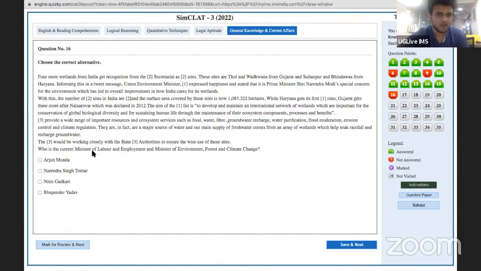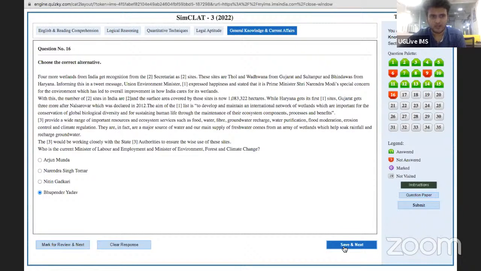Who is the current Minister of Labour and Employment and Minister of Environment, Forest and Climate Change? Arjun Munda, Narendra Singh Tomar, Nitin Gadkari, Bhupender Yadav. So, of course, Prakash Javadekar was the Environment, Forest and Climate Change minister, to be changed to Bhupendra Yadav. So this portfolio is being held by Mr. Bhupendra Yadav. All the other people are also cabinet ministers.